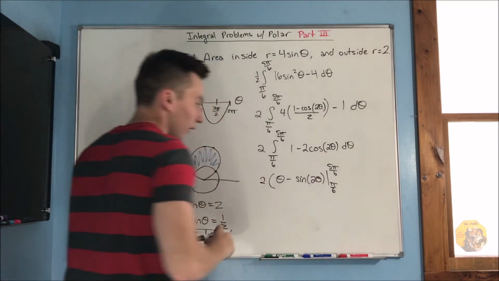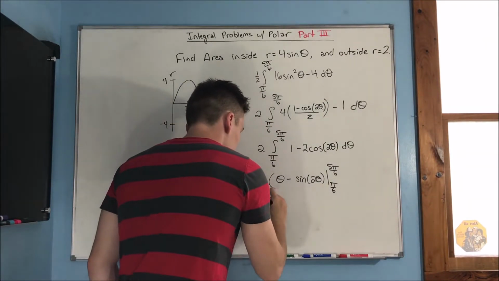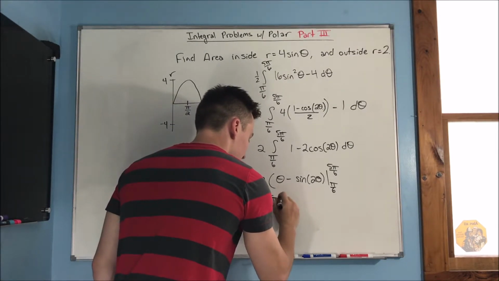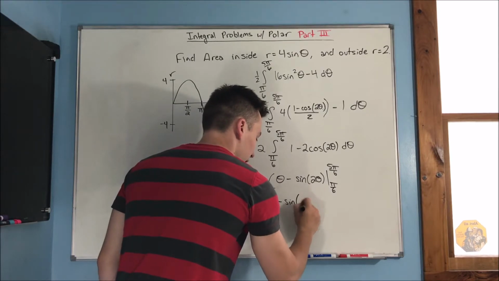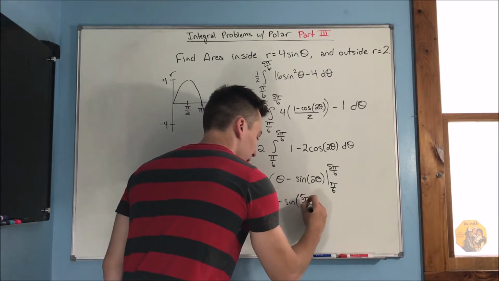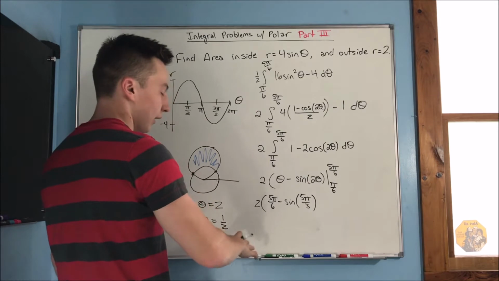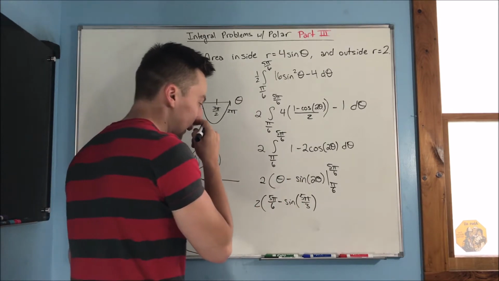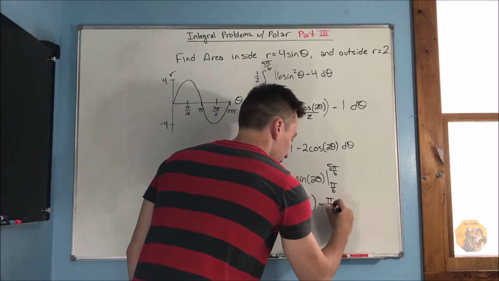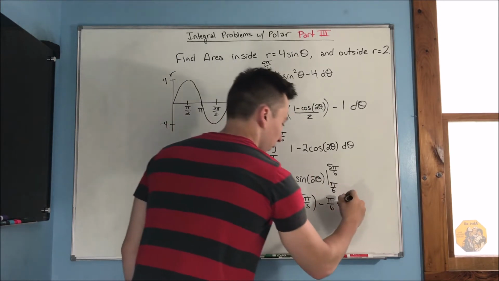Okay, now we do our evaluation step here. We get 2 times 5 pi over 6 minus sine of, well, it's 2 times that, so we get 5 pi over 3. Okay, and we'll also get minus theta, which is going to be pi over 6, and it'll be minus, so plus sine of pi over 3.